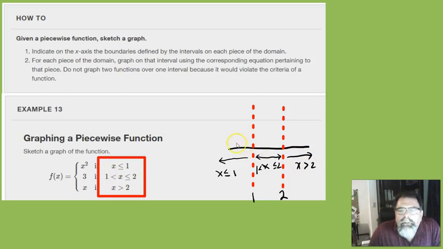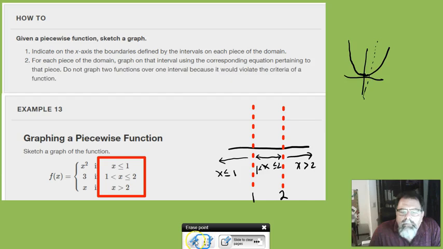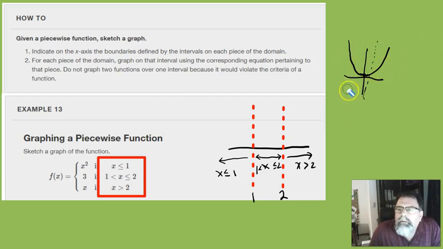So on this portion, the left portion of the graph, we're going to do the top one, x squared. If you think about your x squared function, it looks like a parabola. Well, not kind of, it is a parabola. But we're going to go to x is 1, which is right here, and we're going to erase that portion of the graph. That didn't work very well.